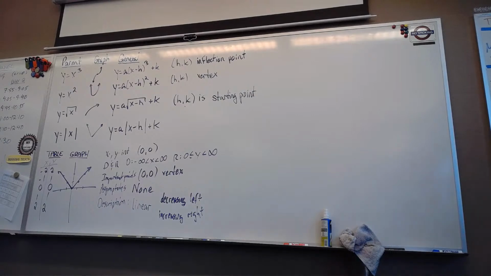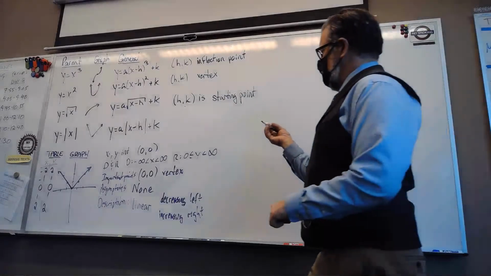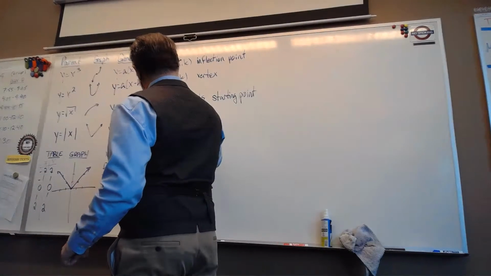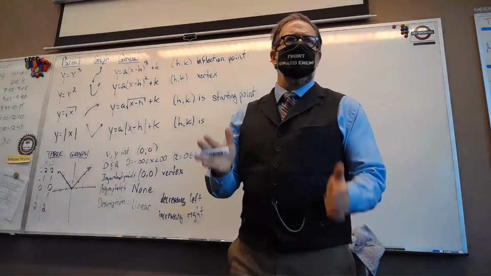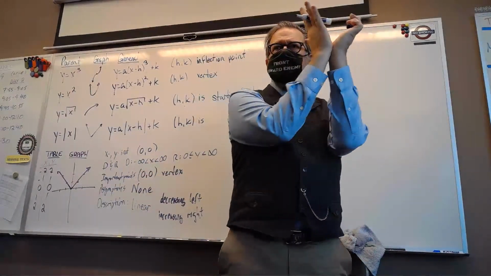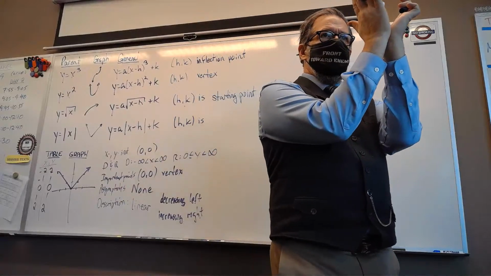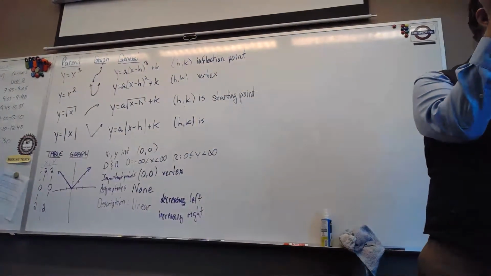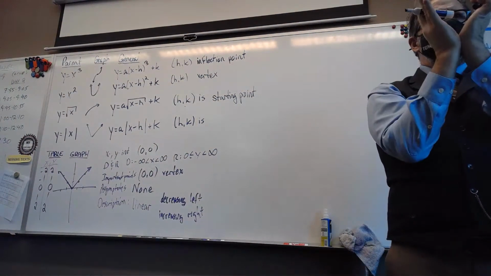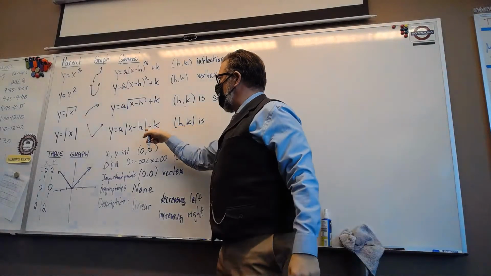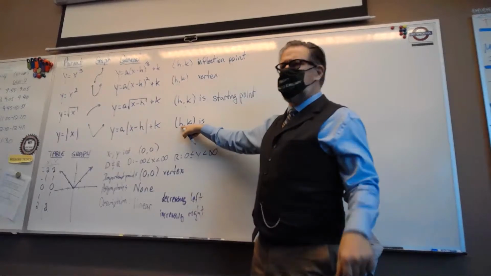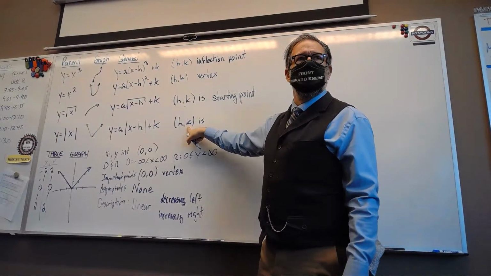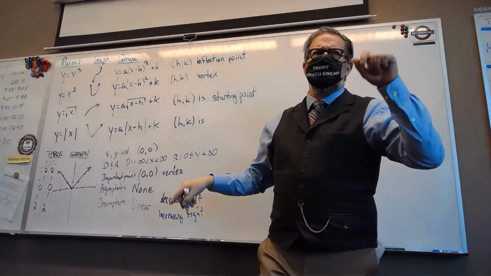Avery, you see anything? When you move H, it moves left and right. Good. The whole thing moves left or right, agreed? And then K is up and down. The whole thing moves up and down. So what do you find on this graph at that point right there if you move it left, right, up, down? Just like the point of origin.